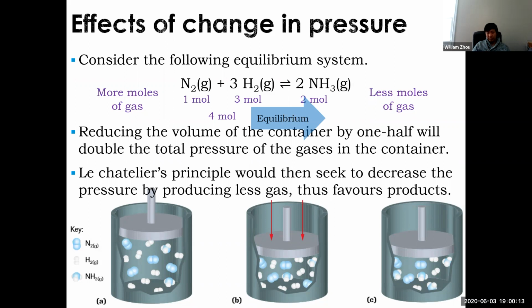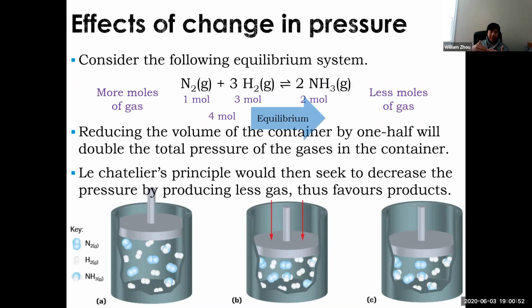Is that clear? When you have a bunch of gases and you change the pressure, Le Chatelier's principle will favor one side over the other to counteract that change in pressure. If you increase the pressure, Le Chatelier will decrease it. If you decrease the pressure, Le Chatelier will increase it by making more gas. Which is why I said that this depends on how many moles of gas you have on each side. If you happen to have equal moles of gas on each side, then nothing happens. You can increase the pressure, but nothing's going to happen because they increase the pressure equally.